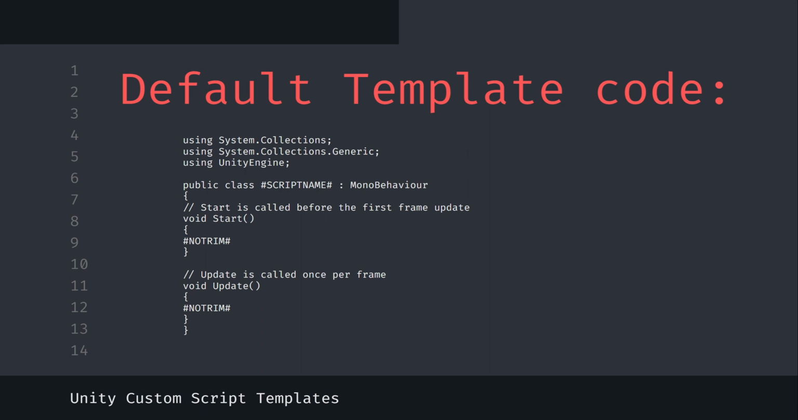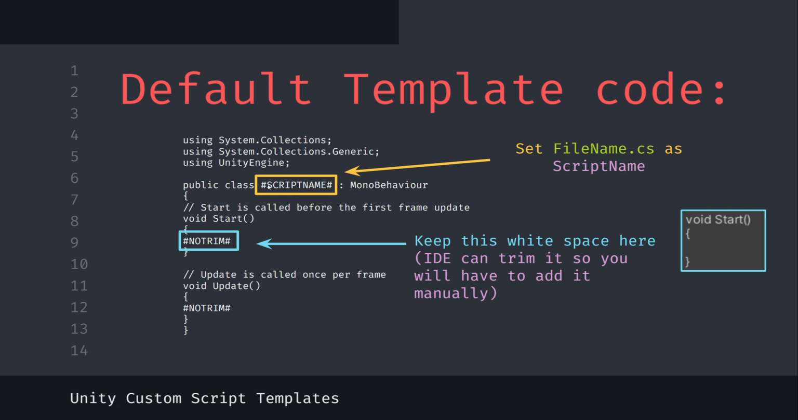Now, another tricky part is the default template code. Basically, what we have is just the definition of a class inside the text file, so we have those libraries. But as the name, we need to give it this #SCRIPTNAME# with capital letters. And basically, what it will do is get the name of the file, so file name .cs, and it will apply it to this public class. This will be named file name, and this will be MonoBehaviour script. So basically, this is how we get the name from the file name and apply it to the class.